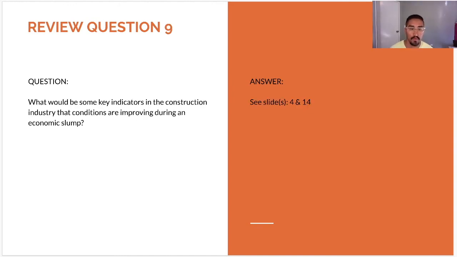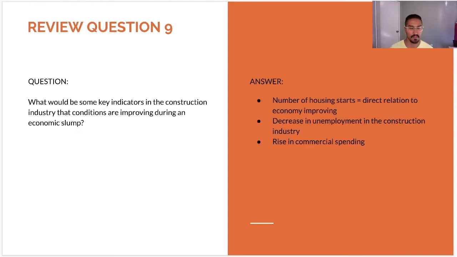Question 9. What would be some key indicators in the construction industry that conditions are improving during an economic slump? The answers to this can be found in slides 4 and 14. So we know that when there's an economic slump, construction is down. And when the economy is up, there's more construction. So what is a key indicator in the construction industry that tells you that conditions are improving and the economy is getting better? The answer to this is the number of new housing starts.